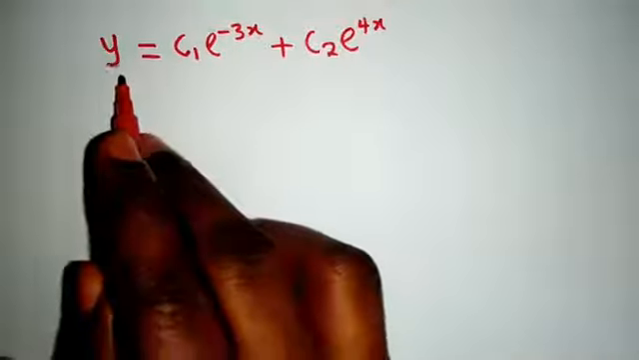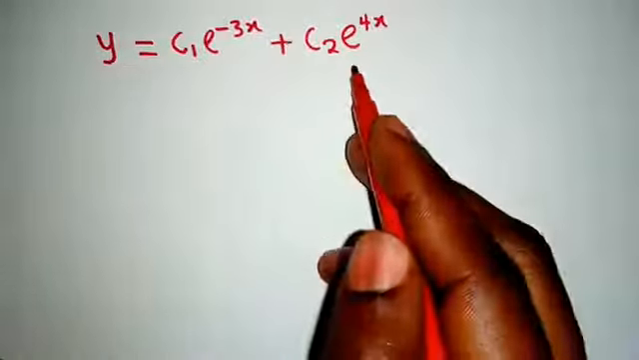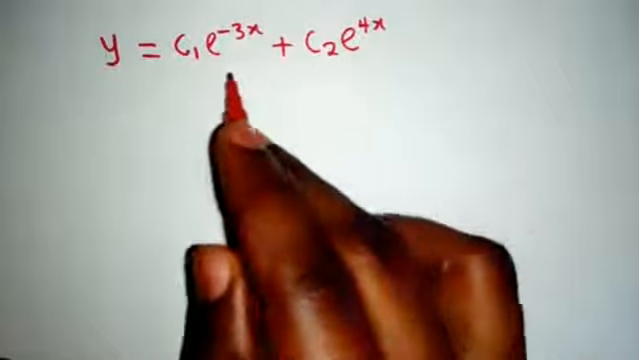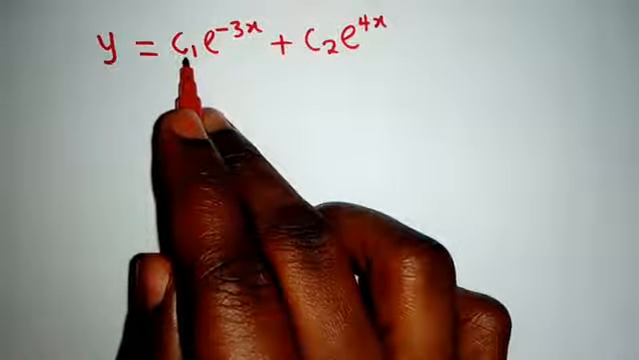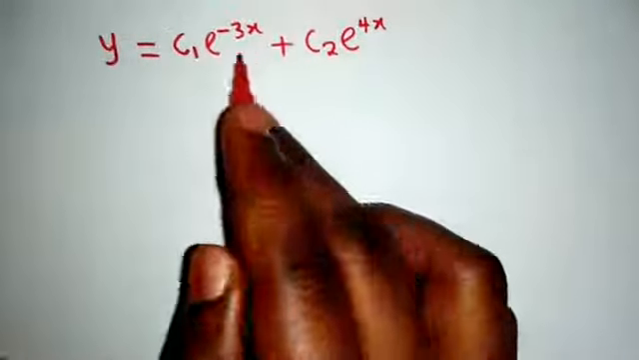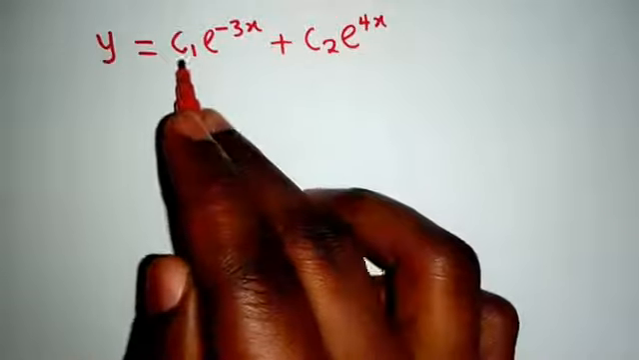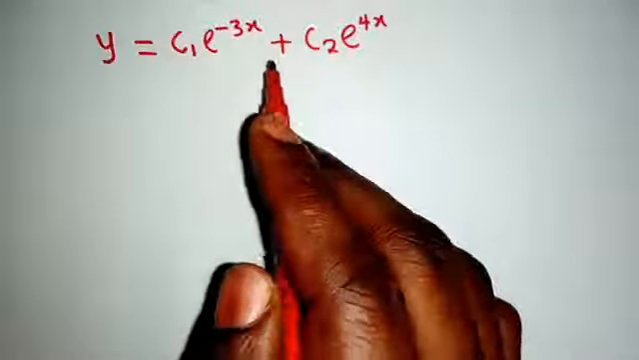Now, given the equation y equals c1 e to the minus 3x plus c2 e to the 4x, we shall obtain an ordinary differential equation by eliminating these constants c1 and c2. And then, since we have two arbitrary constants, we will differentiate twice. If our equation contains just one arbitrary constant, we differentiate once.